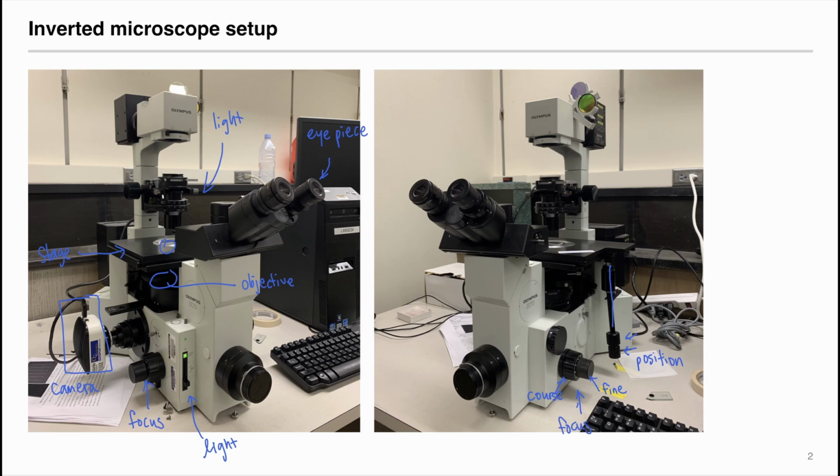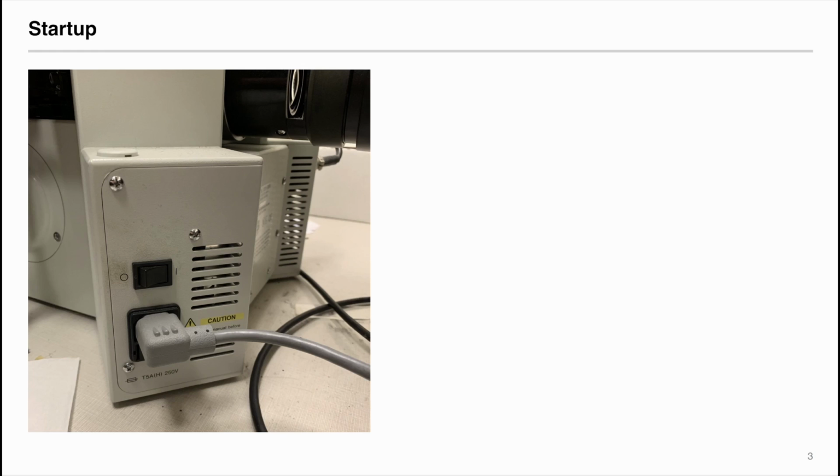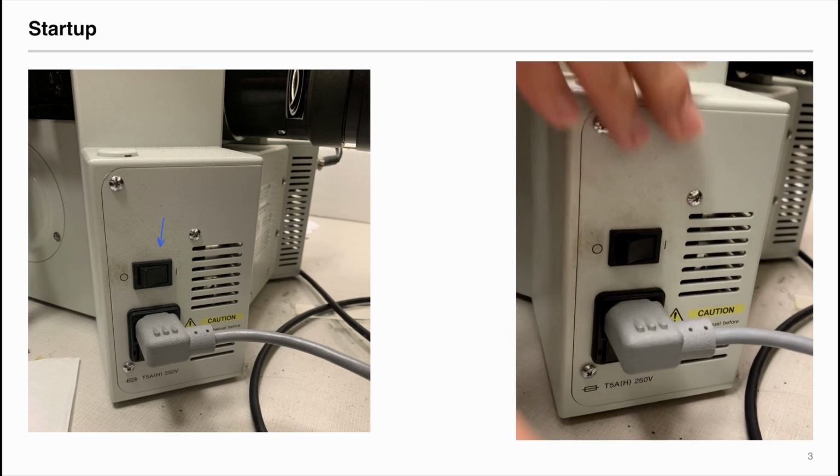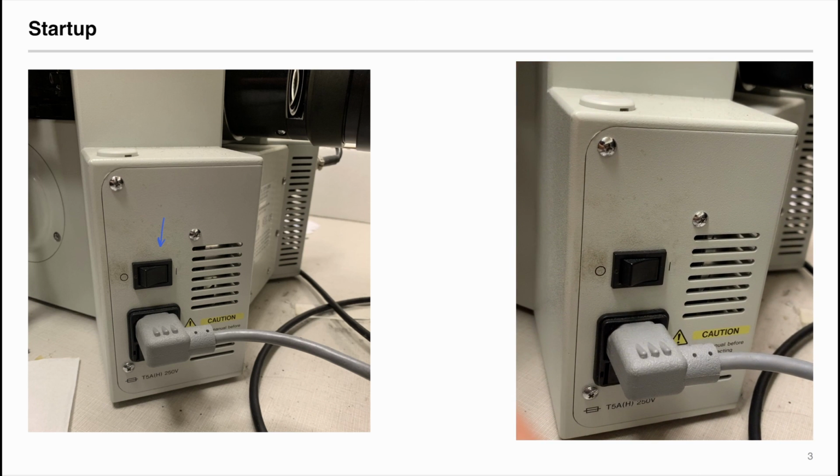To turn the microscope on and off, you need to use the on and off button that is hidden behind this stage. Here is the on and off button. To turn on or off the microscope, you'll need to use the button hidden behind the microscope. You'll just need to switch the on-off switch on to turn it on.